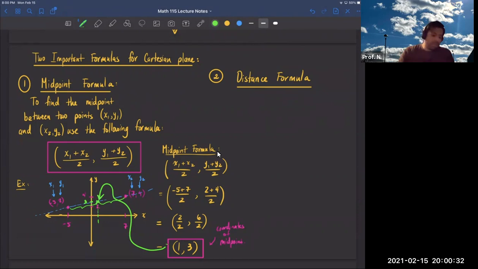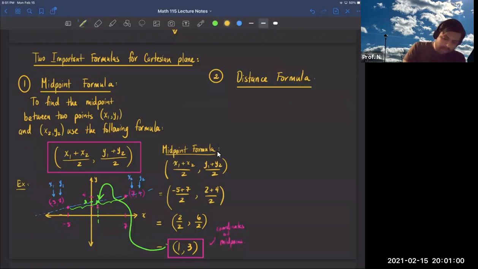I'm pretty sure maybe most of you, a majority of you, have seen this somewhere in your past math classes. So that's the formula. And now we'll talk about the distance formula. It's another important formula for the Cartesian plane. And I'll just give you the formula first. So let me give you some more background to this.